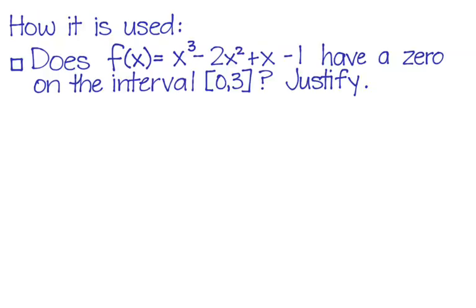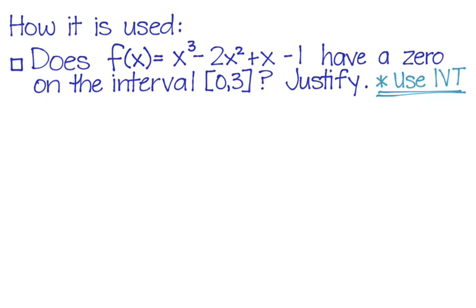How is this intermediate value theorem used? Well, it's used to justify whether or not there is a zero. So it says, does this function have a zero in this closed interval from 0 to 3? And then it says to justify. Remember, justify, especially in our course, is always going to be: state a law, state a reasoning, but make sure you've satisfied the conditions of the law. Then you make your justification, your conclusion.